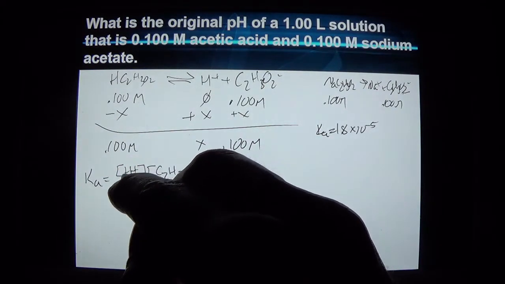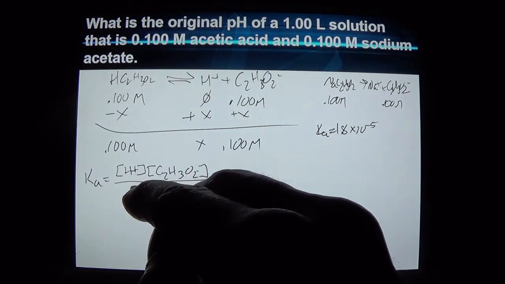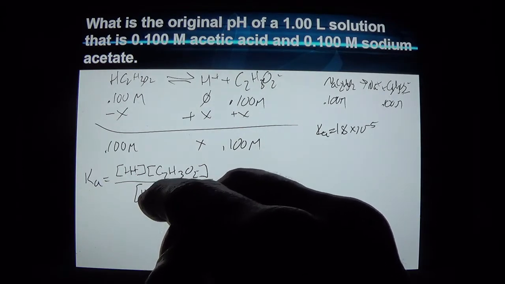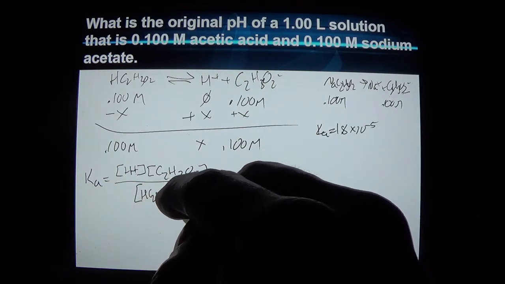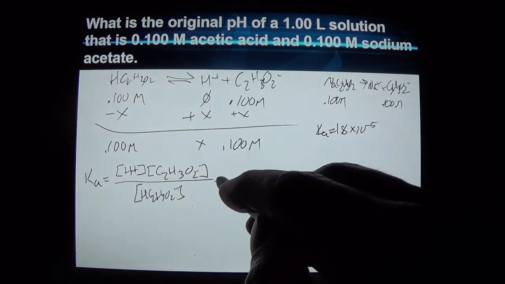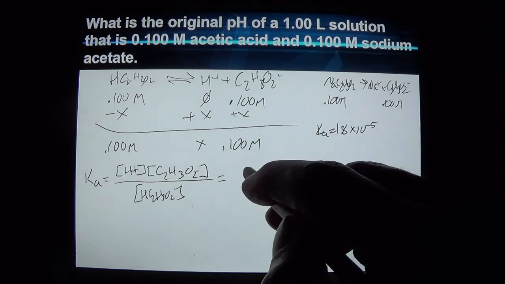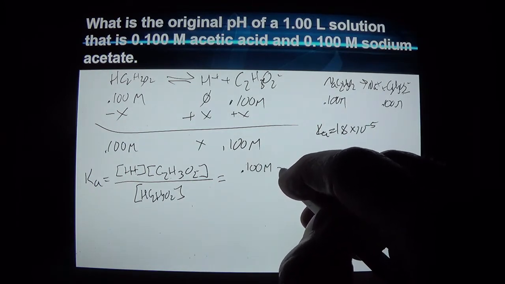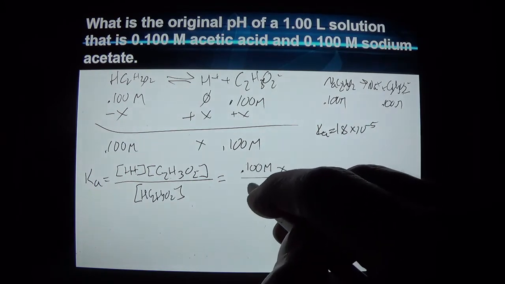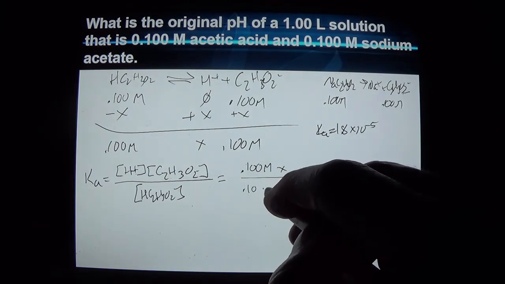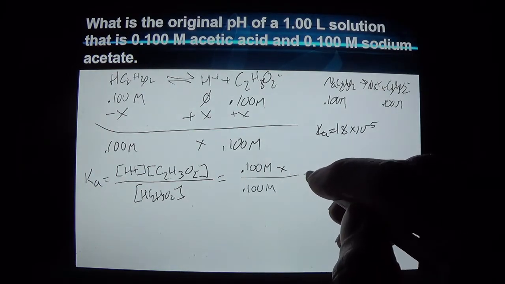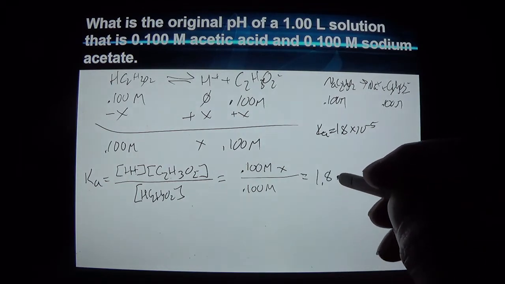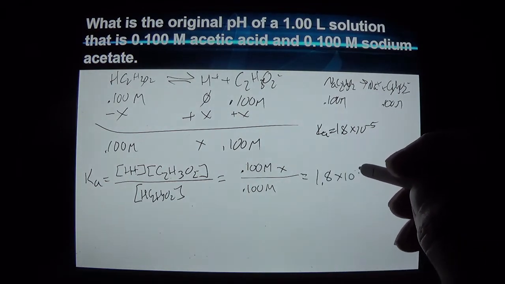And that is an H plus there, by the way. I'm not sure why the pen is not writing well. Concentration of C2H3O2. Okay, so there's my Ka. Plugging in what I know: 0.100 molarity times X divided by 0.100 molarity equals 1.8 times 10 to the minus 5.